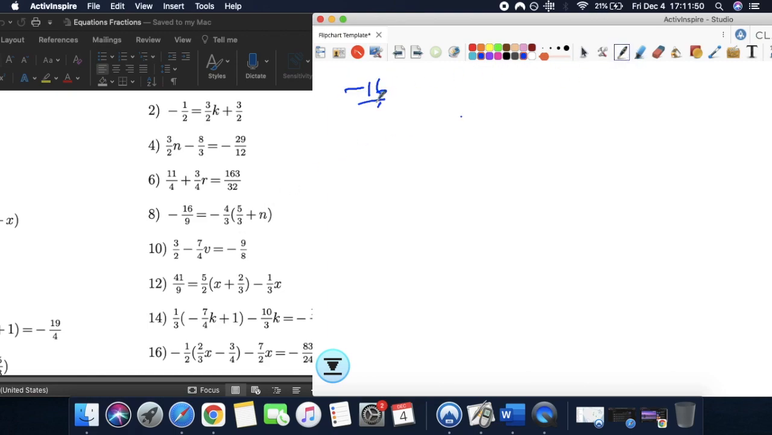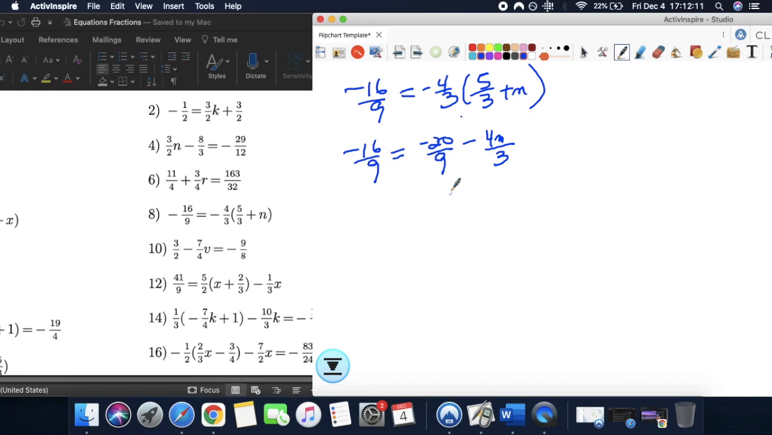So it's negative 16/9 equals negative 4/3 times 5/3 plus n. So I am going to do the distributive property on top, and I'm going to get negative 20/9, and then negative 4n/3. So I'm multiplying these two. Negative 4 and 5 is 20, 3 and 3 is 9, and a negative times a positive again is a negative. 4 times n is just 4n, and then remember the n is over 1, and 3 times 1 is 3.